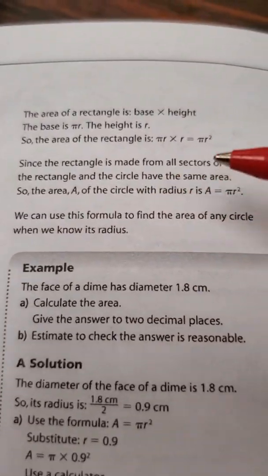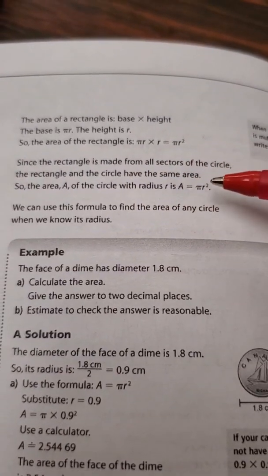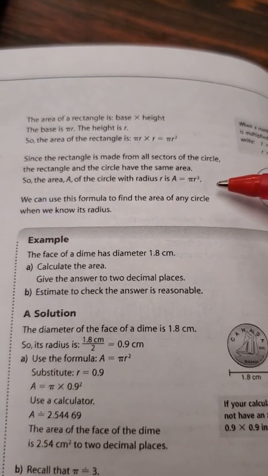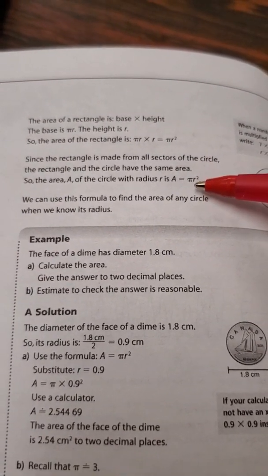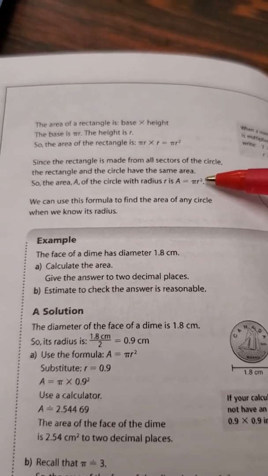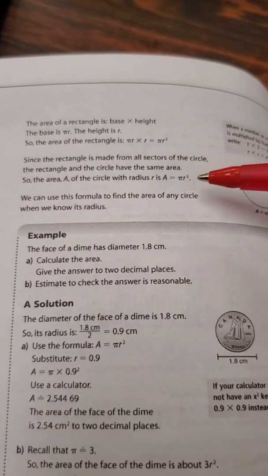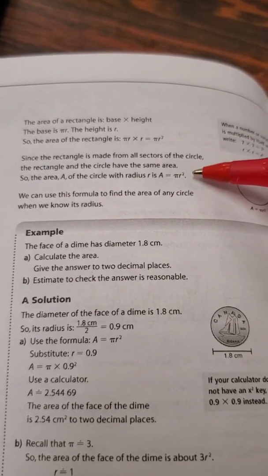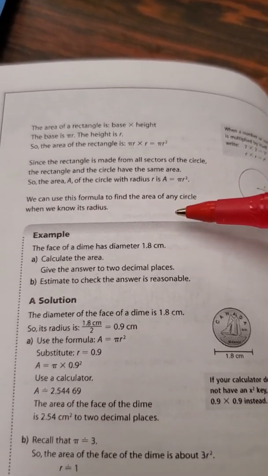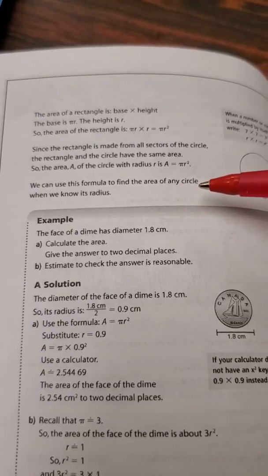So since the rectangle is made from all the sectors of the circle, the rectangle and the circle have the same area. So the area A of the circle with the radius r is area equals pi r squared. That is the area of a circle. If we know radius, we can come up with the area. If you know diameter, you could figure out the radius from that and then use it in this formula. And we can use this formula to find the area of any circle when we know its radius. We're going to do some examples in a different video.